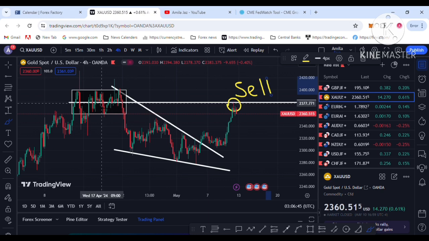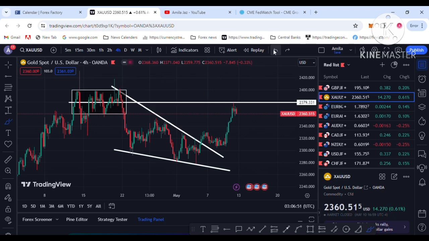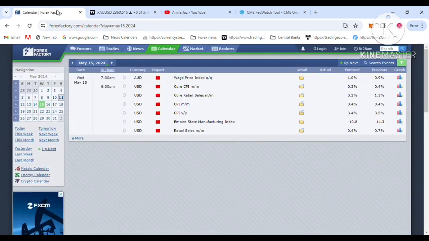That's the left side ranging area. That's the area above 50% where sellers are active. That was your sell opportunity last week. So that is the technical analysis, the technical picture.